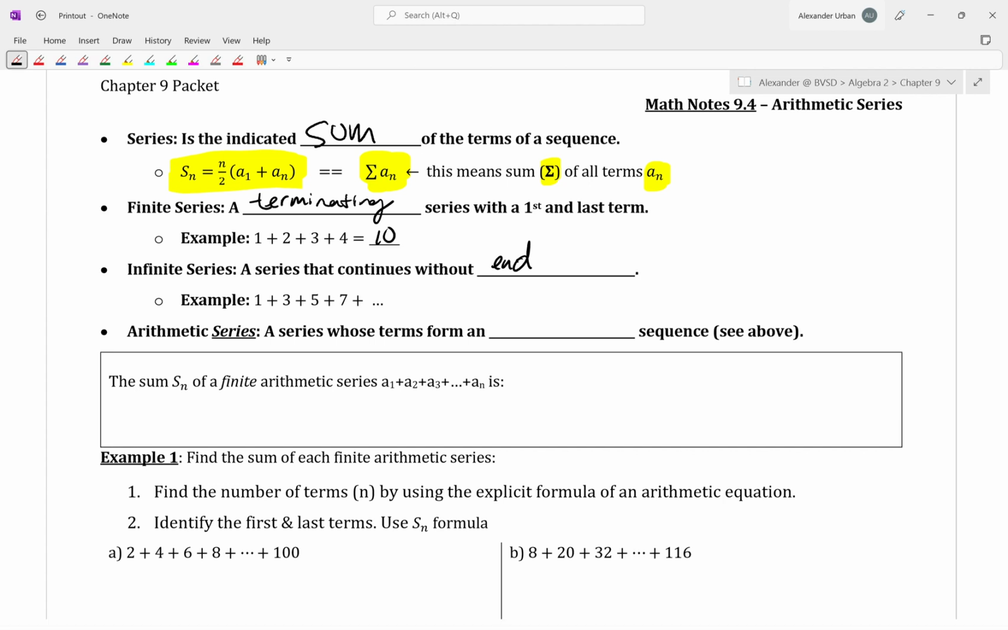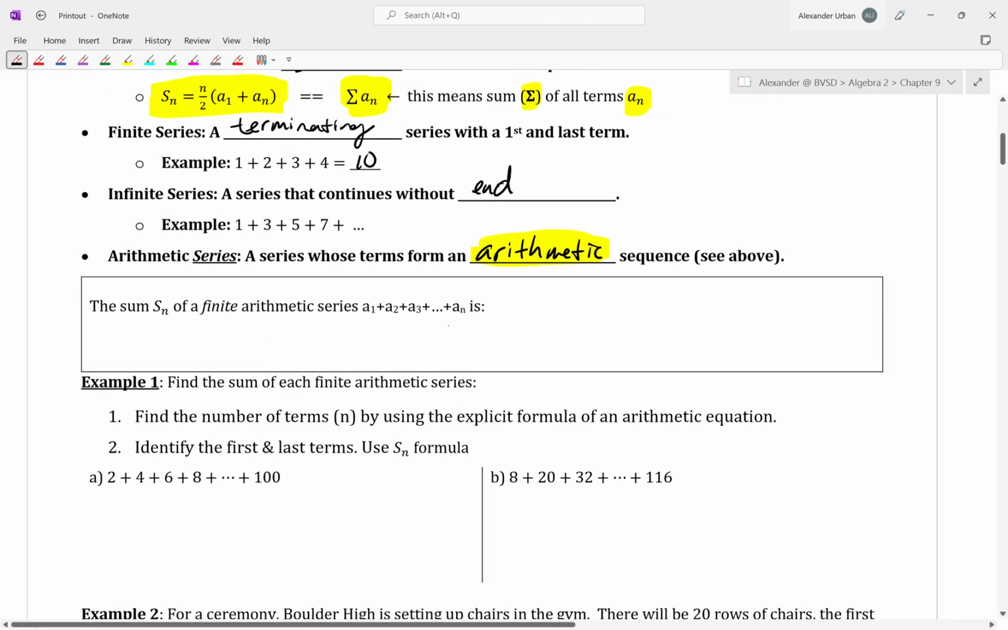Now, an arithmetic series is a series whose terms form an arithmetic sequence. And so this is our key thing today. We're not going to be looking at geometric series or geometric sequences, only arithmetic. For anything that's not arithmetic, we're going to have to do it by brute force, and that's just a part of the game. So I'm going to write this formula out two different ways.